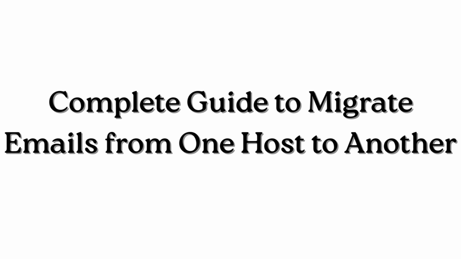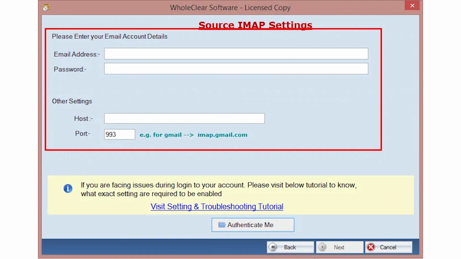Complete guide to migrate emails from one host to another. Step 1. Download and install the WholeClear mail migration software on your Windows system. Step 2. Open the software and enter the host address, username, and password of your source IMAP account. Once done, click the Authenticate Me button.